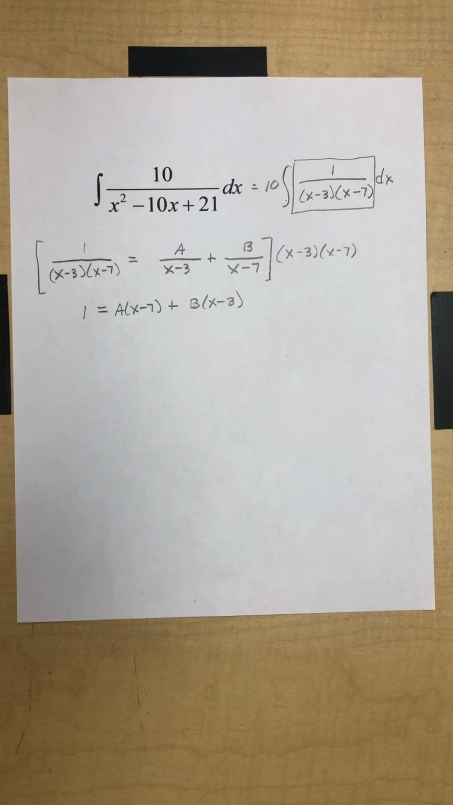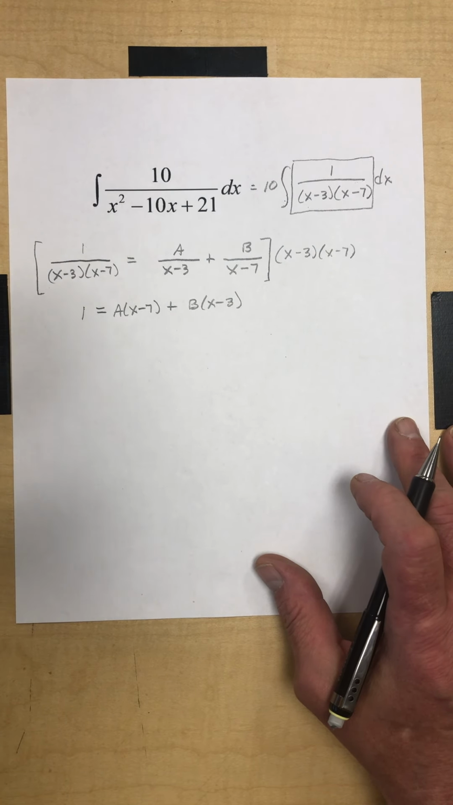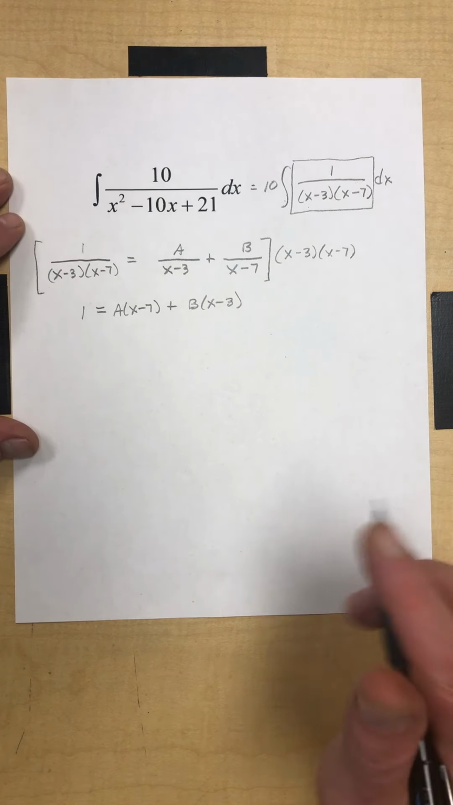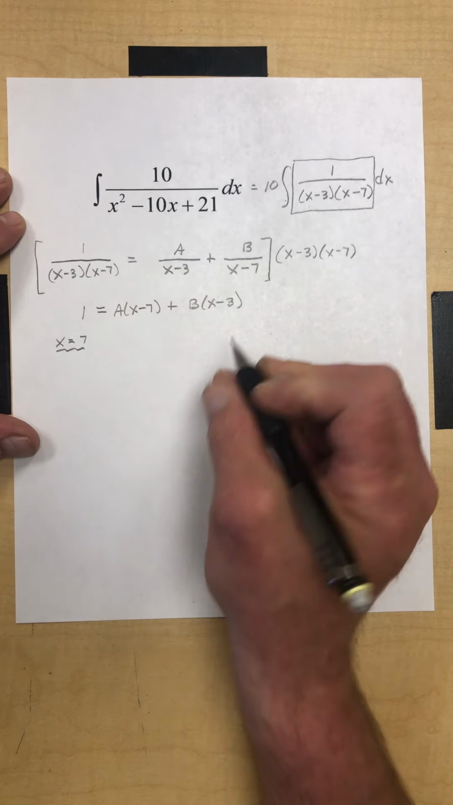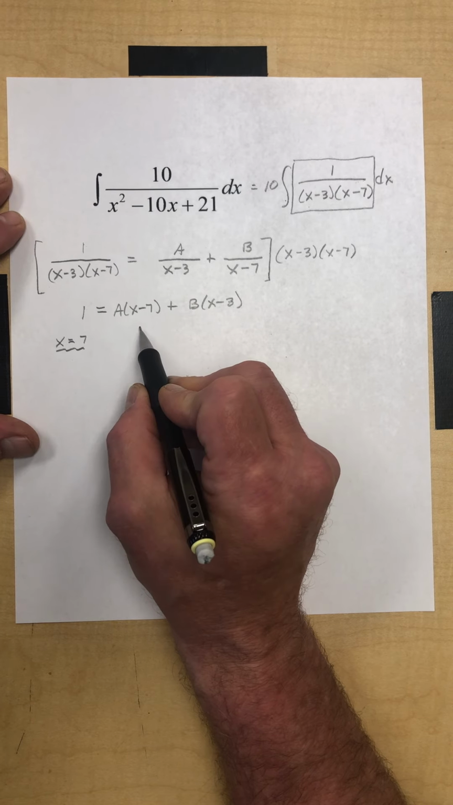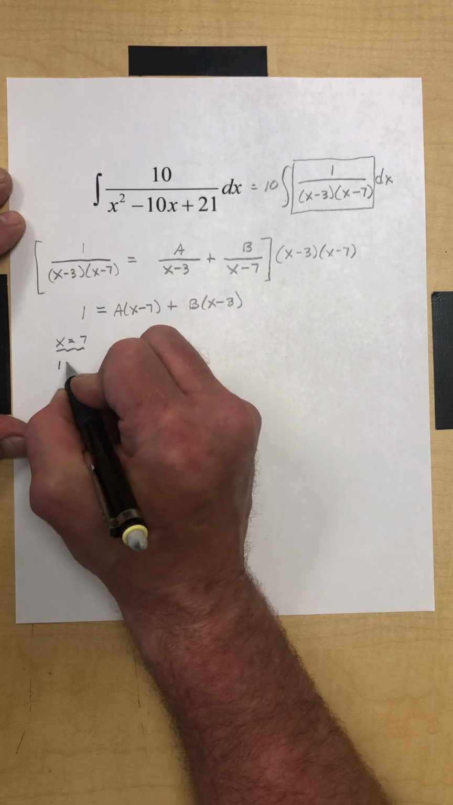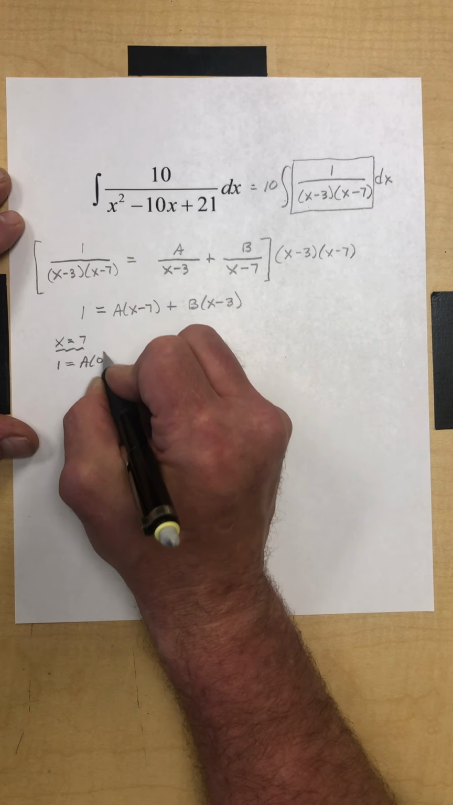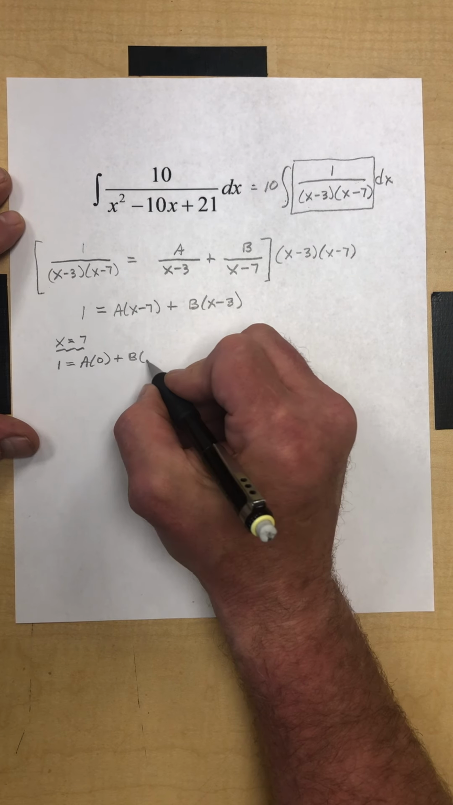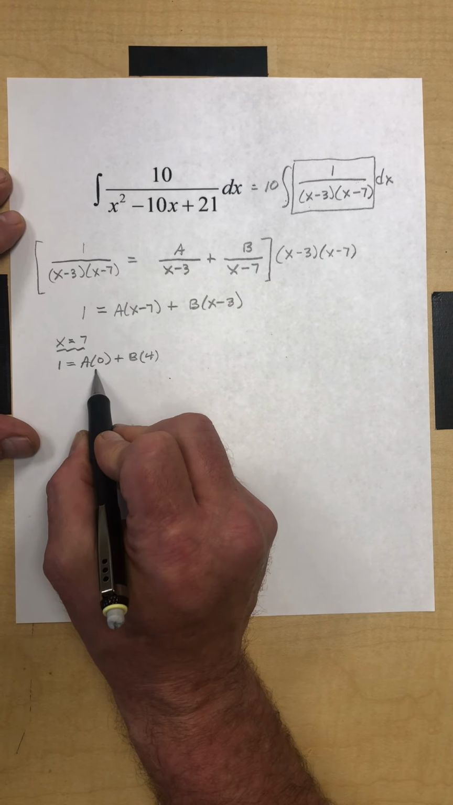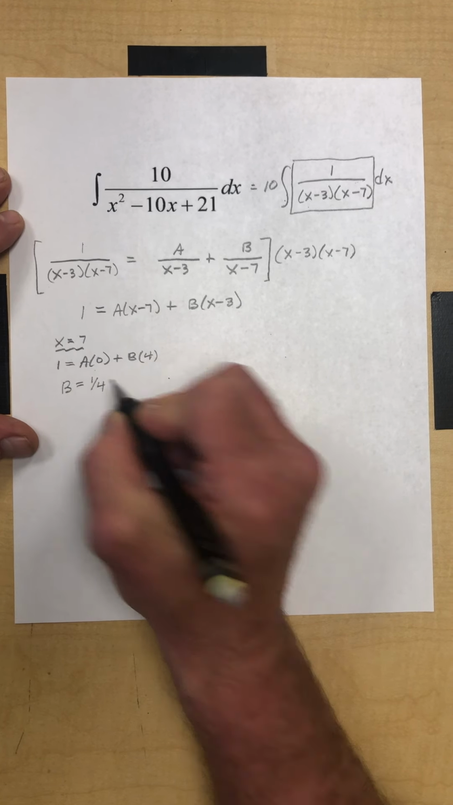Okay, so this is the point where we can arbitrarily choose some value of x that's going to make our life simpler. So let's suppose we choose x equals 7, and in doing so, notice this is going to cancel off. It's going to go away because 7 minus 7 is 0. So I would get 1 equals a times 0 plus b, 7 minus 3 is 4. So notice this goes away, divide both sides by 4, so I get b equals 1/4.